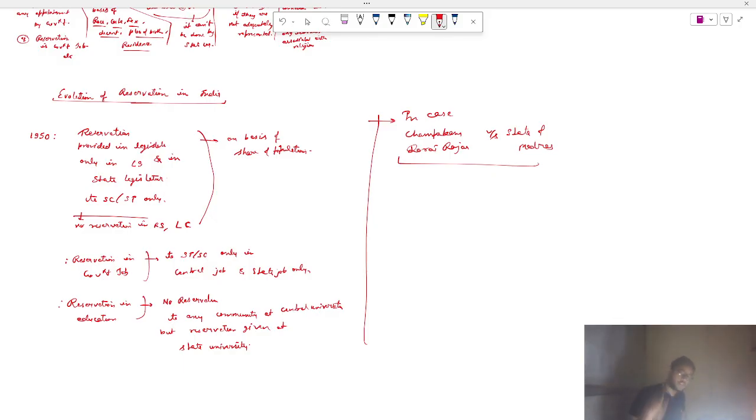So basically, what happened in 1920? We have discussed earlier that no reservation was provided in central universities, but reservation was given to state universities. So this matter happened for the state university. So what happened in 1920, a movement occurred against the Brahmin community.